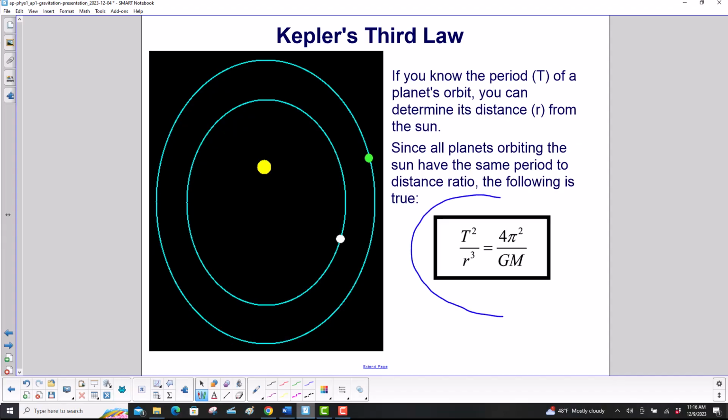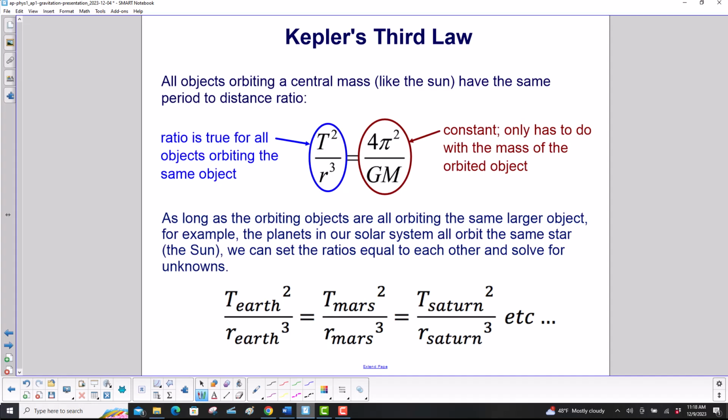This expression here is very powerful. If you know the period of a planet's orbit, you can determine its distance from the Sun, or vice versa. Since all planets orbiting the Sun have the same period to distance ratio, this is always true for every planet in our solar system. All objects orbiting a central mass, like the Sun, have the same period to distance ratio.